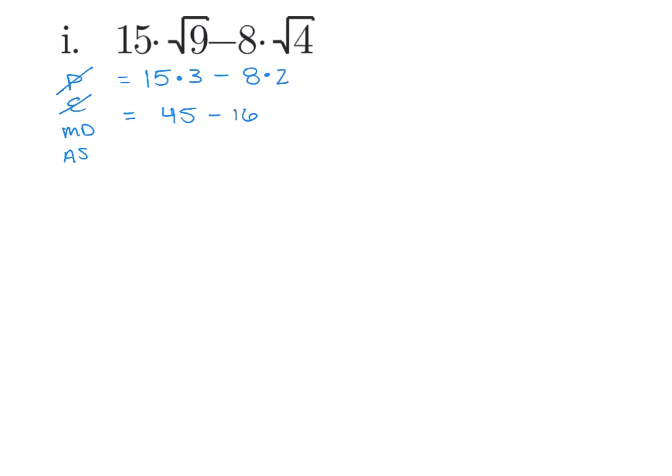And just because I'm a little bit tired, I'm going to go ahead and make sure I do this correctly rather than try to do it in my head. So I'm going to borrow from the 4, turn the 5 into 15. 15 minus 6 is 9, and 3 minus 1 is 2. So we get our final answer of 29.